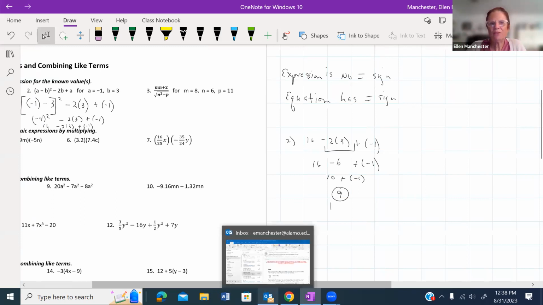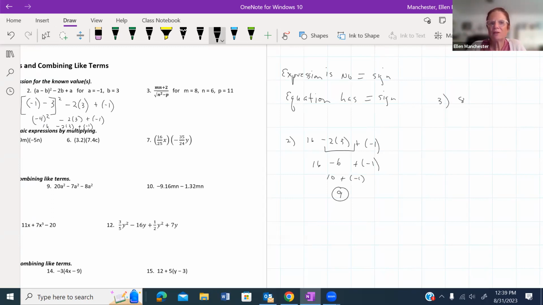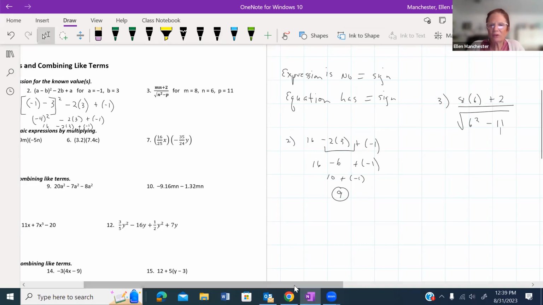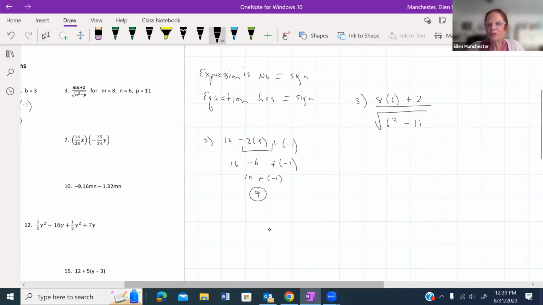Okay, so number 3 says m is 8, n is 6, and we're multiplying them plus 2. And then we have the square root. That's kind of a grouping symbol, if you will. You can think of it as a grouping symbol. So n is 6, and we're squaring it, minus p, which is 11. Okay, so it's just another order of operations problem. So we're going to do all the top. So multiply, 8 times 6 is 48. So we have 50 on top.